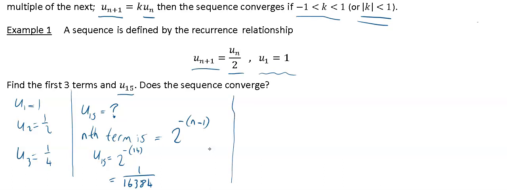Does this sequence converge? Remember, we've set up here that it converges if the modulus of k is less than 1. In this example, k is equal to a half. That's less than 1, so the sequence converges. Happy days.